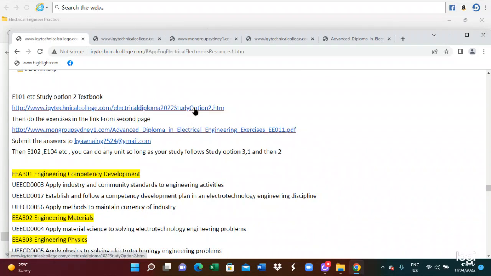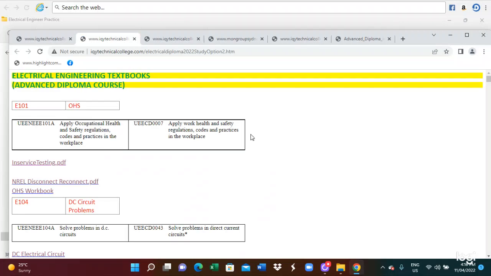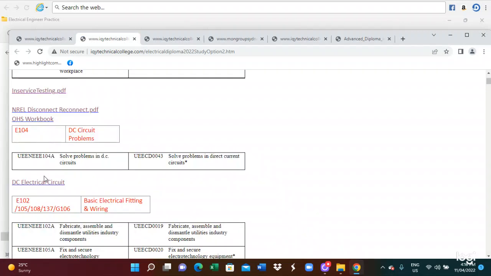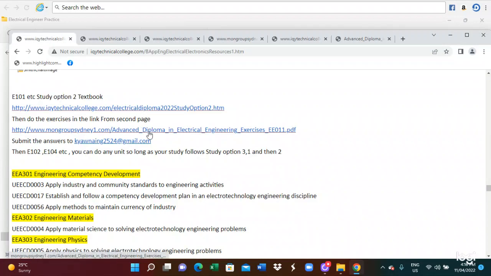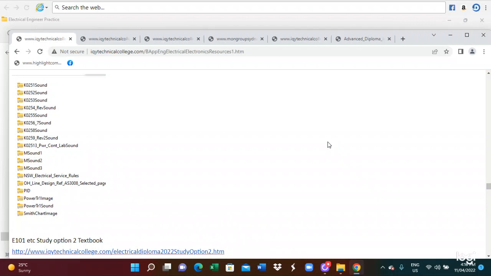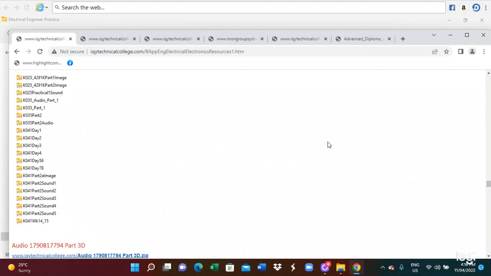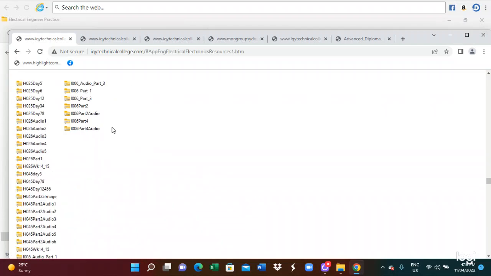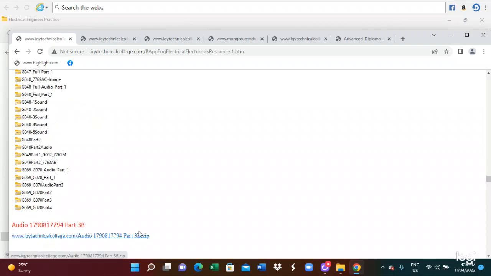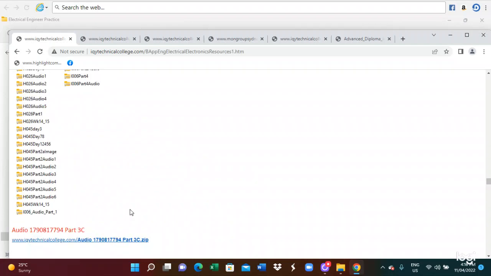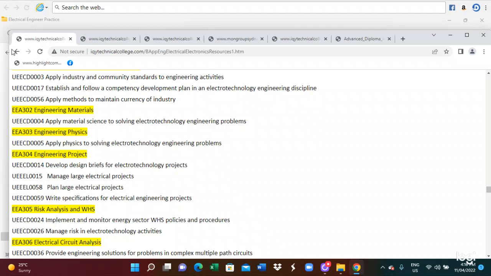Textbook. Click this one, and you can download the DC circuit textbook. Every course code number you can follow the same way. Firstly, you view the video, then you download the appropriate written notes, and you can also listen to the supporting audio file. After that you can download the textbook. So this is the way you have to study.